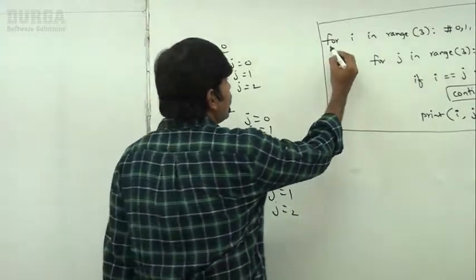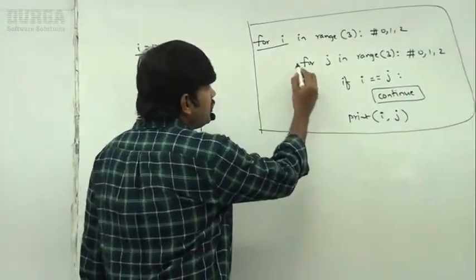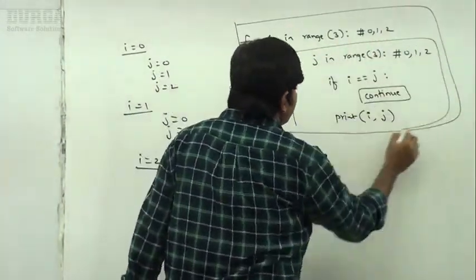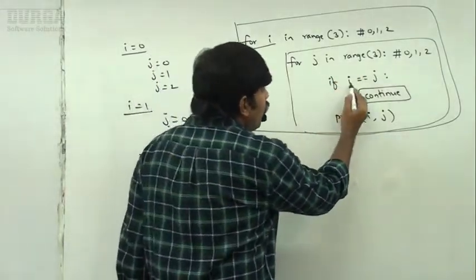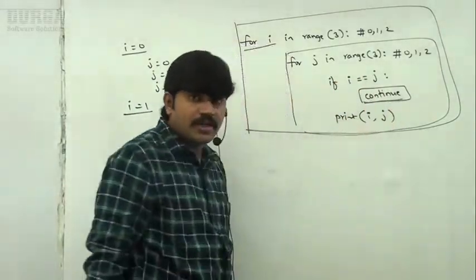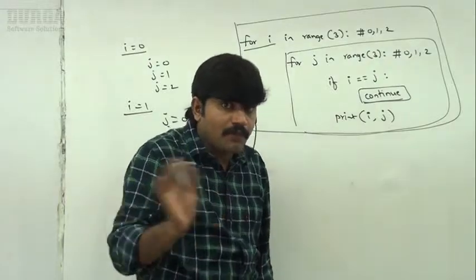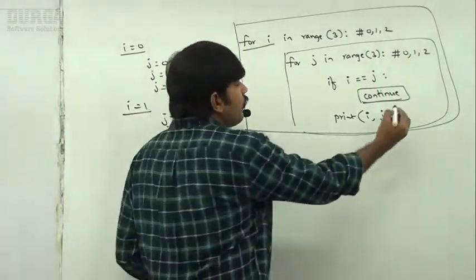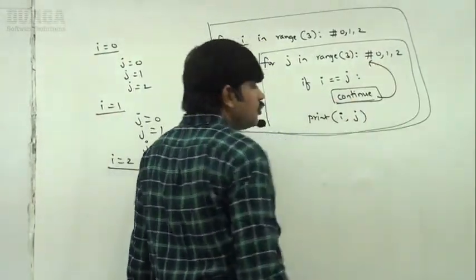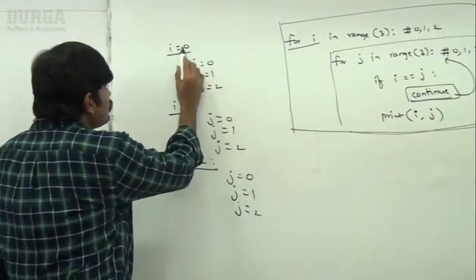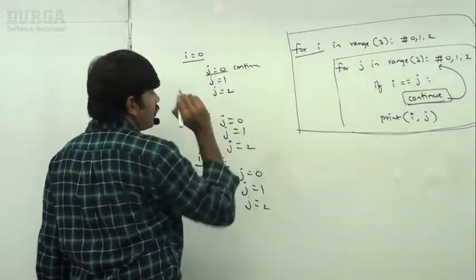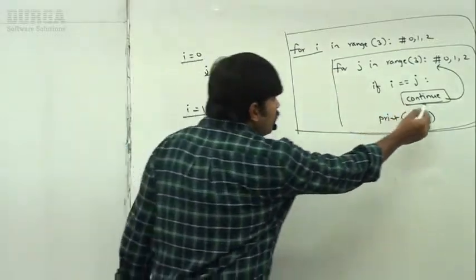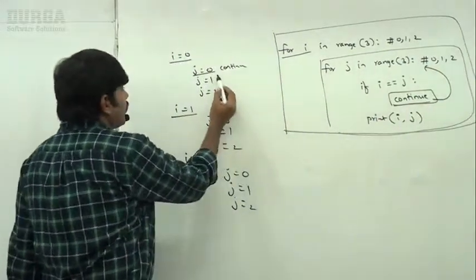First time i is 0. Next, the inner loop started, sir. j value is also 0. Both are the same. So if both are the same, continue. Don't come out of the loop. Continue for the next iteration. So if i is equal to 0 and j is equal to 0, continue. Now, for the next, j value will become 1.